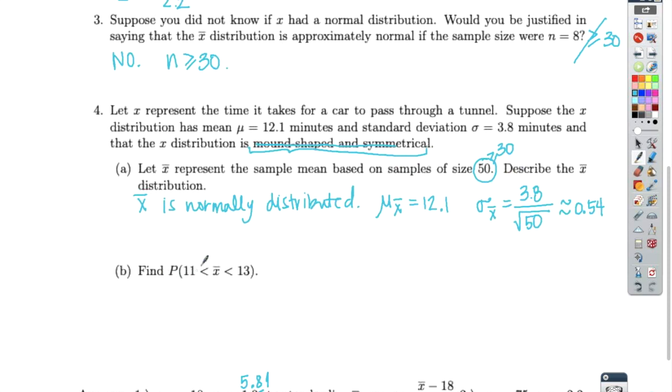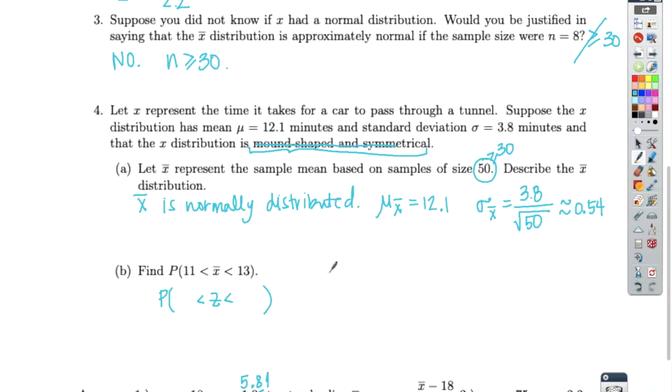Last one, find the probability that the sample mean is between 11 and 13. Okay, so again, I'm giving you some x values, x bar values. You don't want to deal with these x values. You always want to deal with the standard normal. So I want to convert these over to z scores. I want to rewrite this problem in terms of z. And so one by one, I'm going to convert these over.